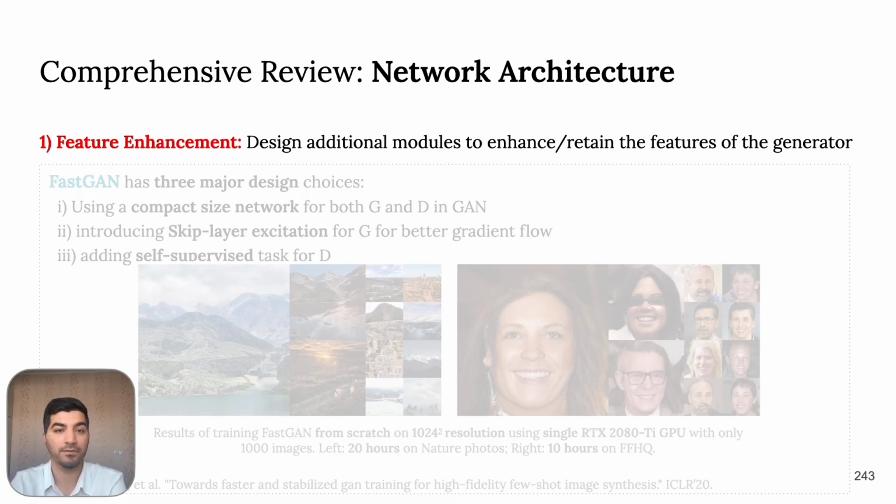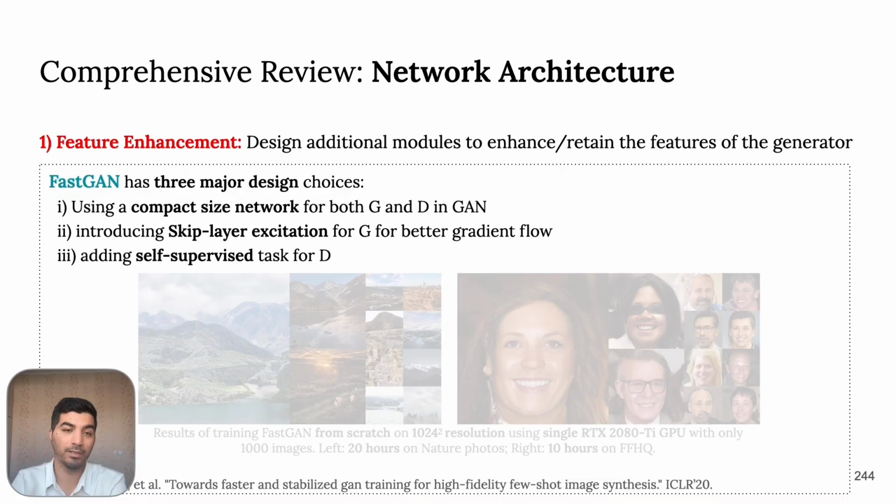First subcategory is feature enhancement. The approaches in this subcategory design additional modules to enhance or retain the features of the generator. As an example, we have FastGAN from ICLR 2020, which has three major design choices. They use a compact network for both G and D to prevent overfitting. They introduce skip layer excitation for G for better gradient flow, and they add a self-supervised task for D to have additional signal for improving the learning of discriminator.